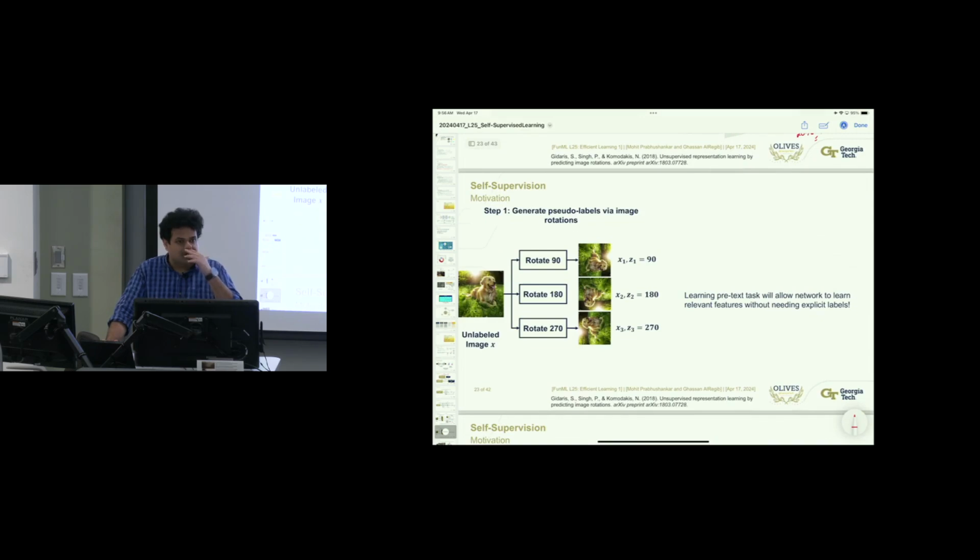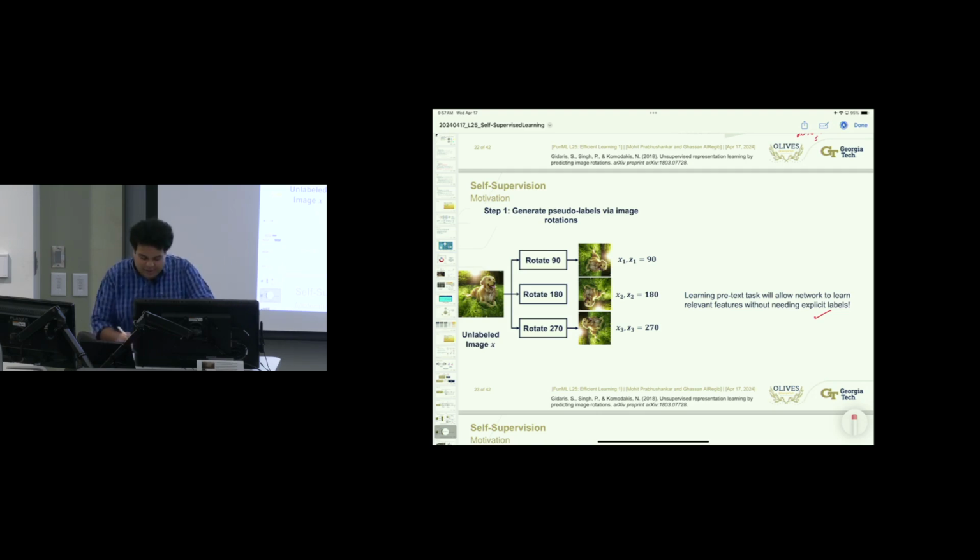All right. So the motivation of self-supervised learning is very straightforward. Learning any pretext task will allow the network to learn relevant features without needing explicit labels. When we discussed autoencoders and the idea of latent representation, the idea was that there is a latent representation, a smaller dimensional subspace, somewhere in a very high dimensional feature space, where all the features are going to exist. That was the idea of manifolds we talked about last time, when we were discussing autoencoders.